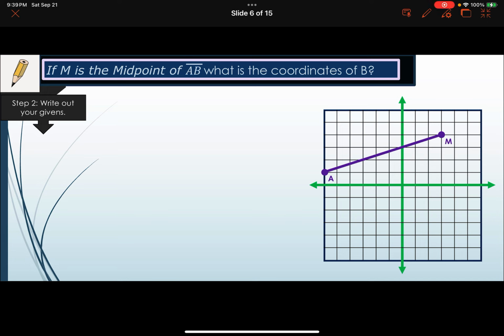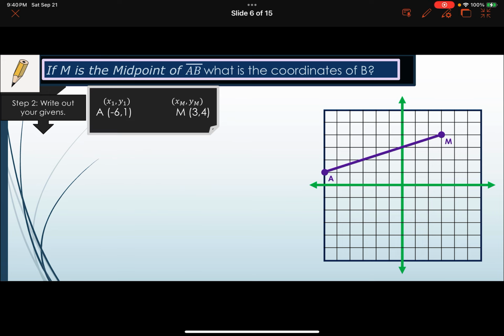If we look, A is at negative 6, 1. And M is at 3, 4. So here I have x sub 1 and y sub 1, and I have x sub M and y sub M. Because M is the midpoint, we have to read the question. Read the question carefully. It will help out a lot.